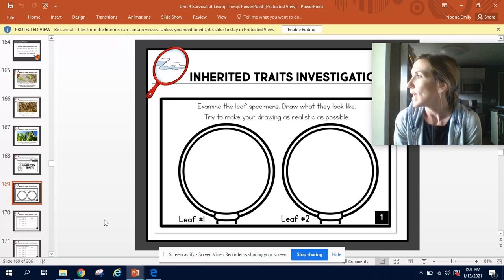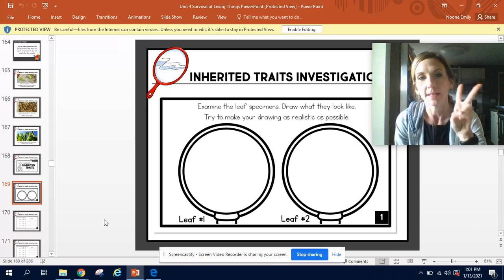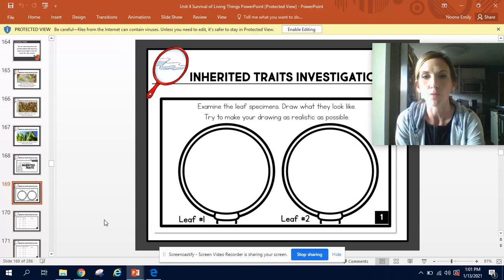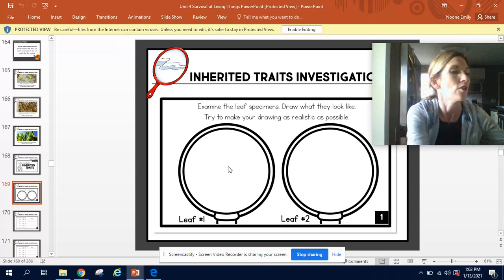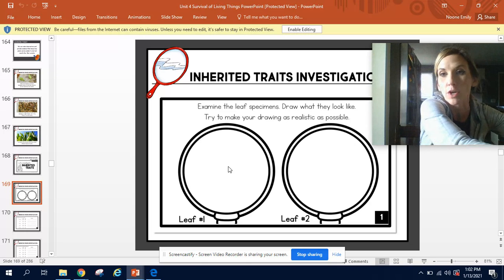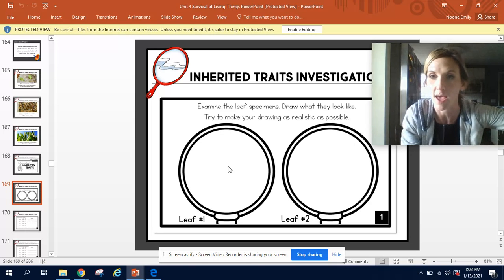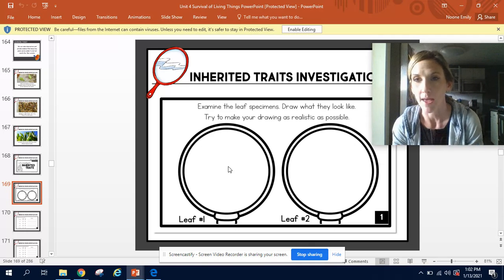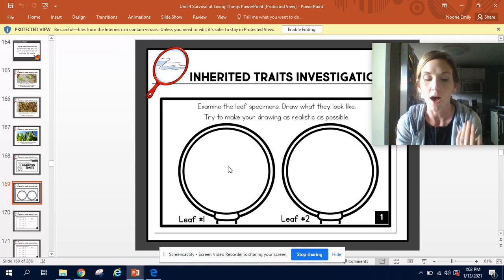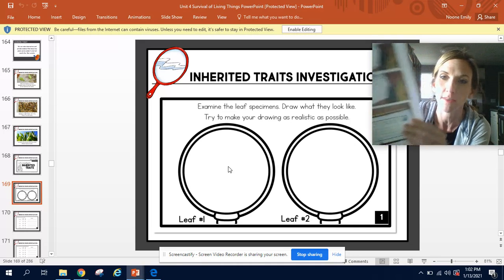So when you go outside and you pick out 2 leaves, I want you to draw what they look like. And it says, try and make your drawing as realistic as possible. That means that you need to make your drawing look really nice. Do a good job on these drawings, okay? If you see lines inside your leaf, you need to draw those lines. You need to try and make your colors as good as you can. So let me show you the example here.